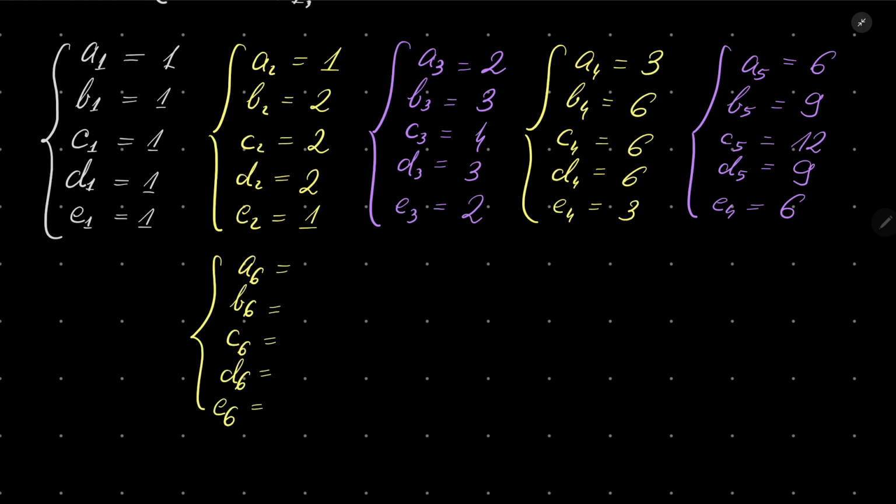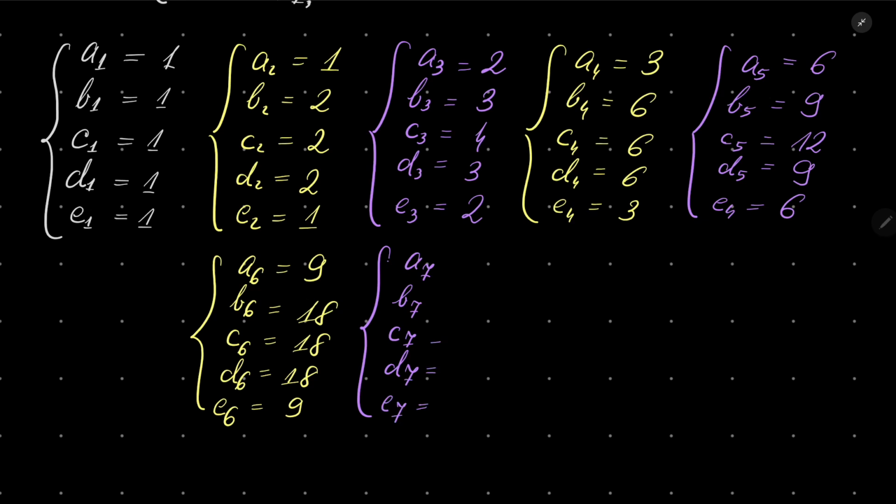So now I have 9, then 6 plus 12, 18, 9 plus 9, 18, 18, 9. And maybe one more, A7, B7, C7, D7, E7. A7, it's 18, then we have 27, then we have 18 plus 18, 36, 27, 18, and you know what, I will do more iterations, we have time.